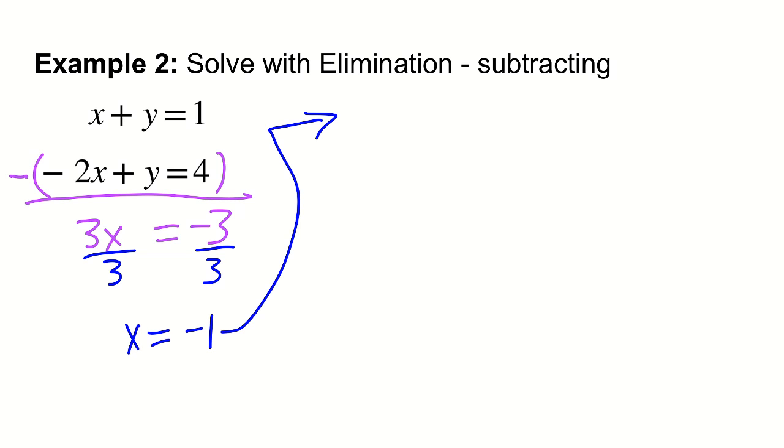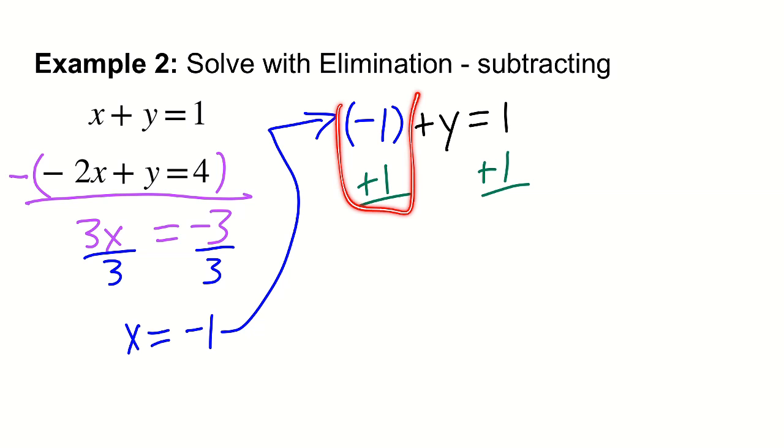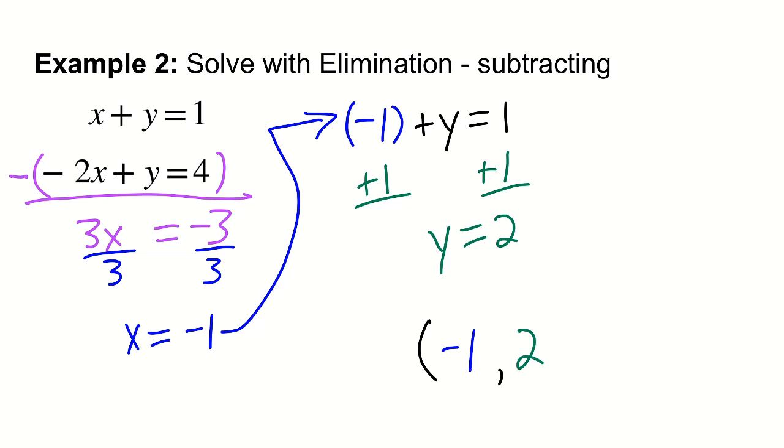Now, again, we can use either of our two equations. I usually try to see which equation seems easier, simpler. I think that one does. So we have -1 plugged in for x plus y equals 1. To isolate my y, I need to add 1 to both sides because that will make a 0 there, and I will get y is equal to 2. So my solution is x is -1, y is 2.